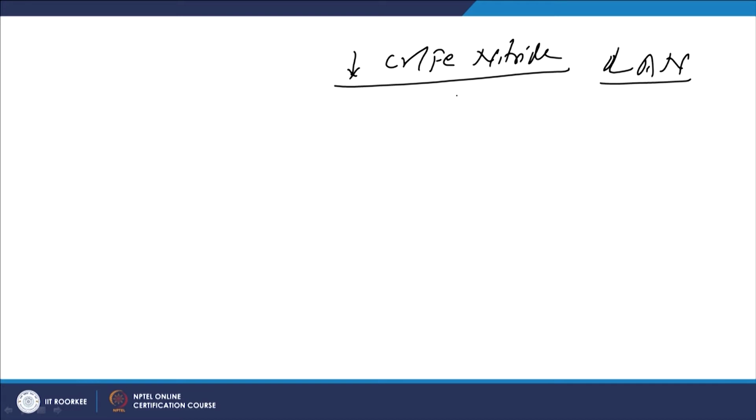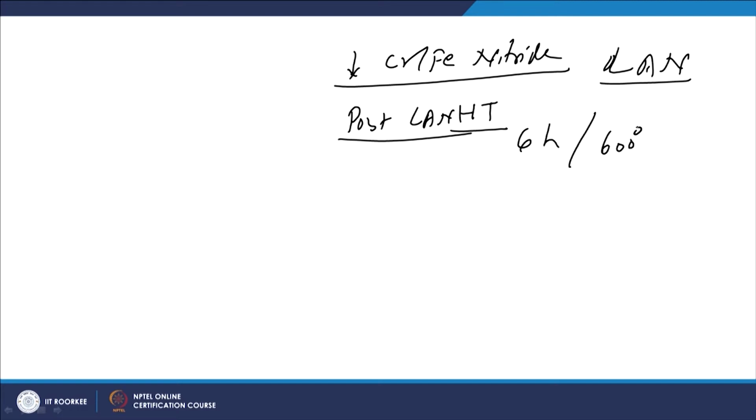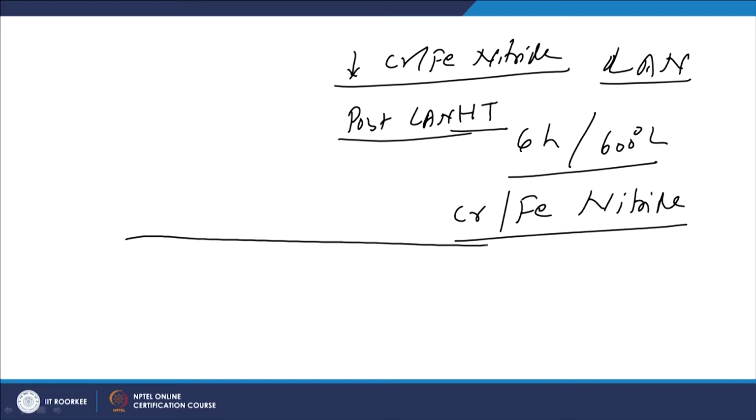And therefore, due to the limited concentration of chromium or iron nitrides immediately after the laser assisted nitriding, it is required to perform a post nitriding heat treatment. So, a post laser assisted nitriding heat treatment is performed. Say if it is performed for 6 hours at 600 degree centigrade, then this kind of treatment helps in forming a significant proportion of chromium and iron nitrides using the nitrogen which is present at the surface layers and near surface layers of the steel.